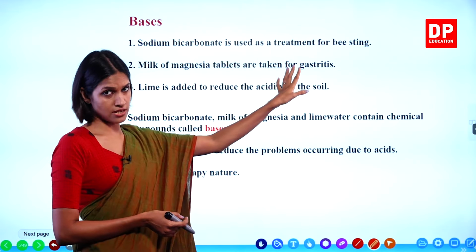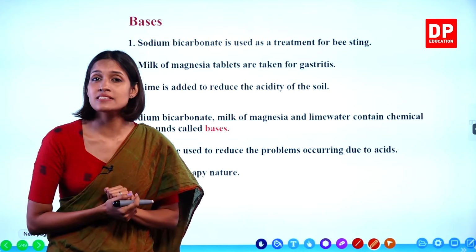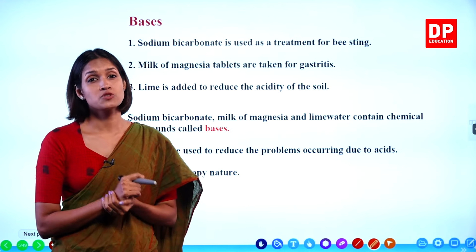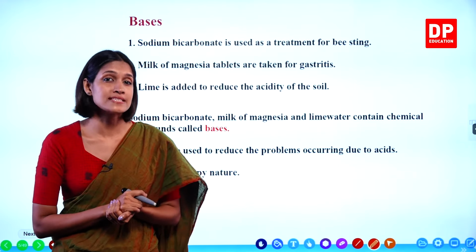Okay, now sodium bicarbonate means baking soda. Sodium bicarbonate is the chemical substance present in baking soda, right? So sodium bicarbonate or baking soda is used as a treatment for bee sting. So what is this bee sting? Bee sting is an acidic substance, children. Using the special part called stinger or sting, bees can inject these acidic substances to our skin. So it is very painful because of these acids present.